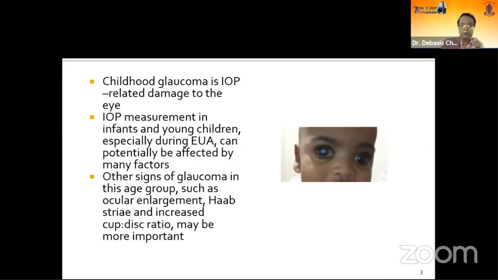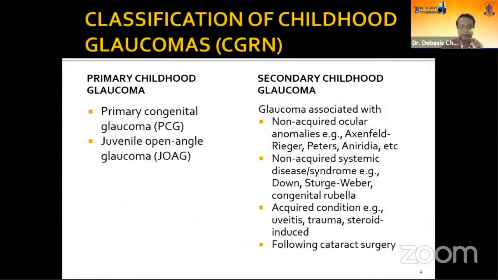Now, childhood glaucoma is IOP related damage to the eye, of course, and the IOP measurement in infants and young children, especially during EUA, can potentially be affected by many factors. So whenever we are measuring the IOP, it may not reflect the actual IOP. That is why other signs of glaucoma in this age group, such as ocular enlargement, Haab's striae, increased cup disc ratio, and progressive increase in the axial length, are more important.